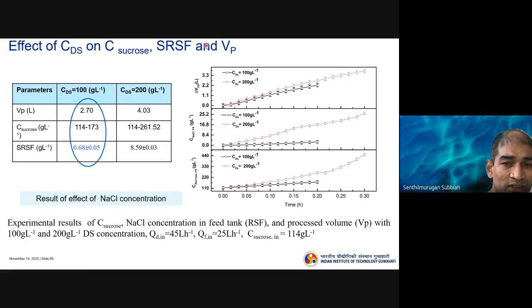Here also we observed that salt concentration is going to be a critical phenomenon, and the reverse solute flux is very high when you increase the CDS. So identifying an appropriate draw solution is very critical and important for designing an FO process.